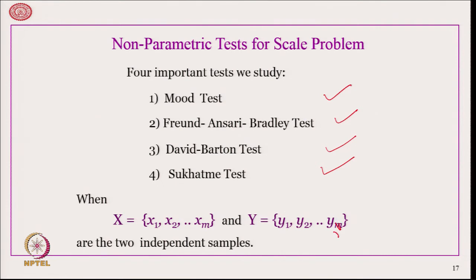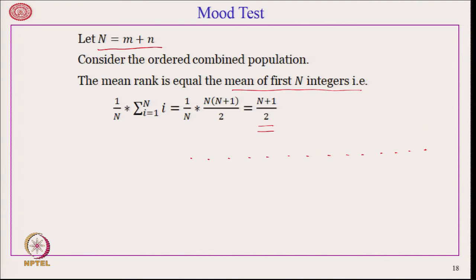We have already seen that we pool together the two sets of observations and let capital N be m plus n. Consider the ordered combined population. The mean rank is equal to the mean of the first N integers, that is (N+1)/2. So, if we consider all the X and Y observations together and order them, the number of observations is going to be m plus n, which is equal to capital N. Therefore, the mean is equal to (N+1)/2. That is what I have written here.